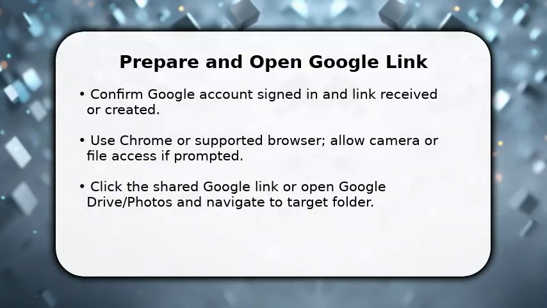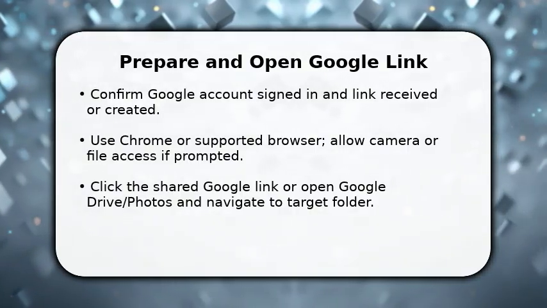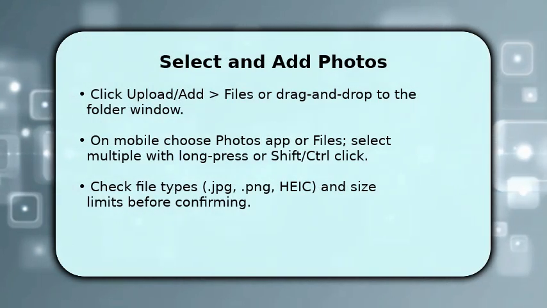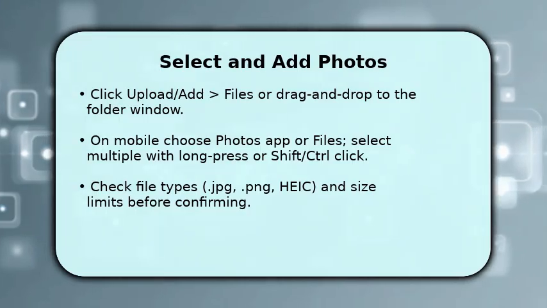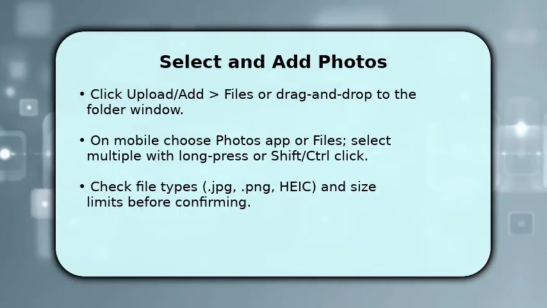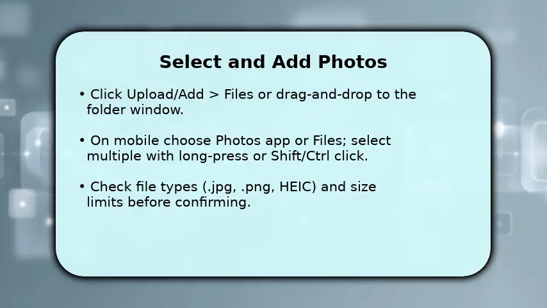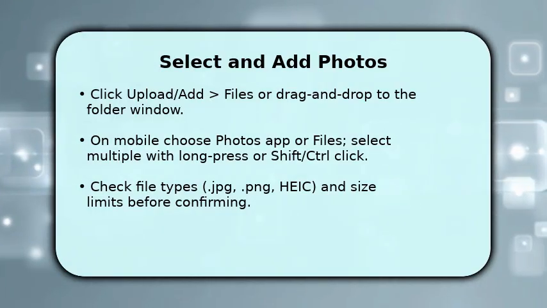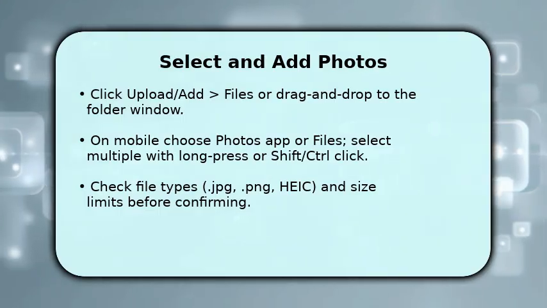Now locate the Upload, Add, or New button to begin the transfer. Click Upload or Add and choose Files, or simply drag and drop images into the open folder. This speeds the process and preserves file names. On mobile, tap Choose from Device or Photos, then long press to select multiple images. On desktop, use Shift or Control-click for batch selection.